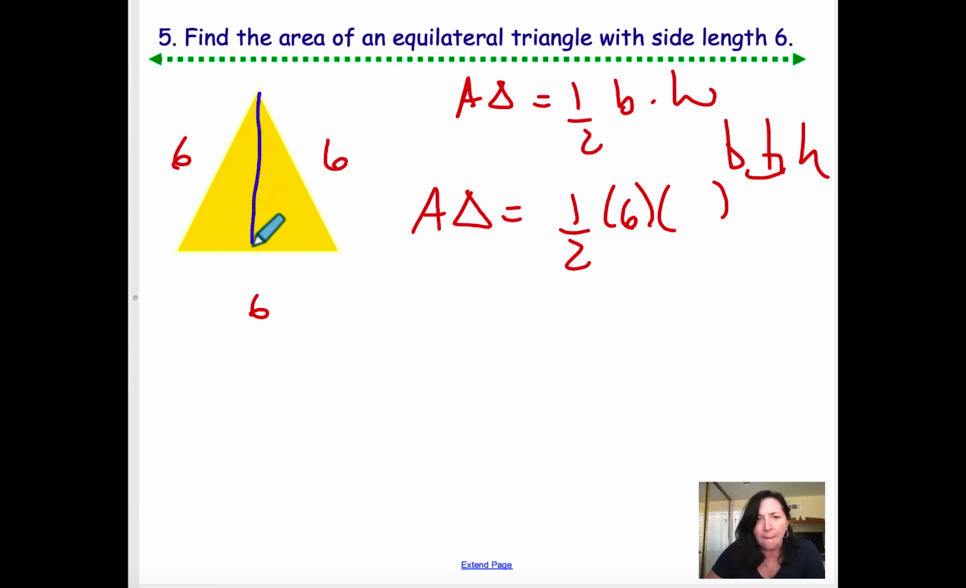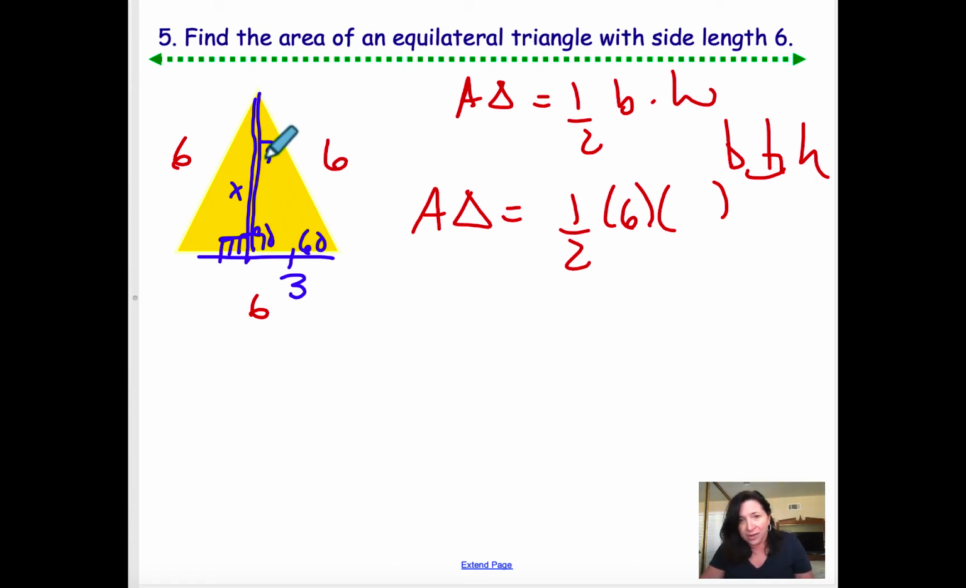Now, I do know, and this only works with isosceles or equilateral triangles, that when my altitude, which is my height, drops down, it is perpendicular to the base, and it does cut my base into 2 equal parts. So this value is 3, and then that means my height, I don't know. Now, I have an option here because I know this is an equilateral triangle. And if it's an equilateral triangle, that means that each of the angles is 60 degrees. So that is 60, that's 90, and oh my goodness, there's 30.